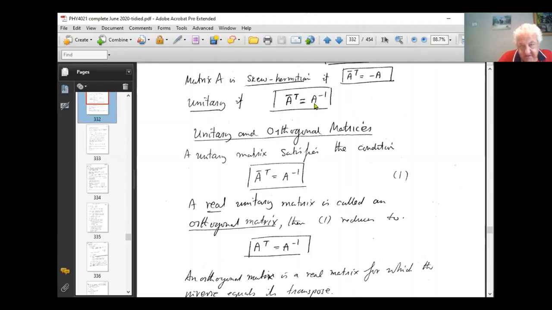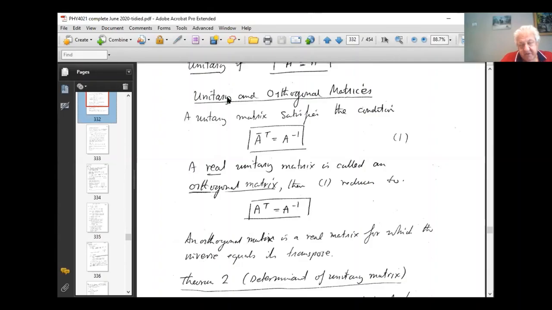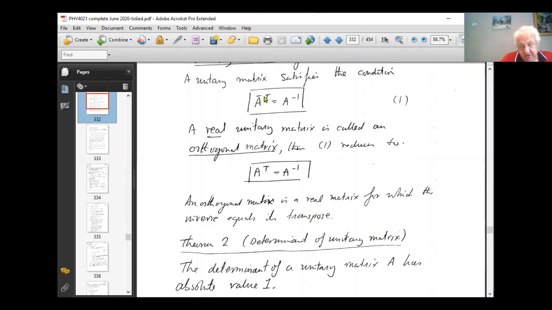An orthogonal matrix is a special case of a unitary matrix. Just to repeat the above definition of a unitary matrix, complex conjugate transpose is equal to the inverse. In the special case when all elements are real, this becomes an orthogonal matrix. So we don't need the bar there because obviously the complex conjugate of a real matrix is equal to itself. So the definition of an orthogonal matrix, again an important definition, I think we may have come across it before: the transpose of the matrix is equal to its inverse. An example of this is the rotation matrix. So an orthogonal matrix is a real matrix for which the inverse equals its transpose.